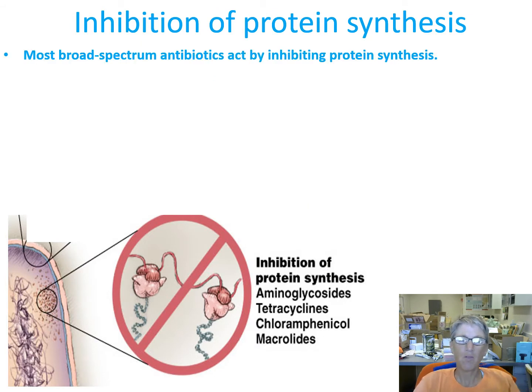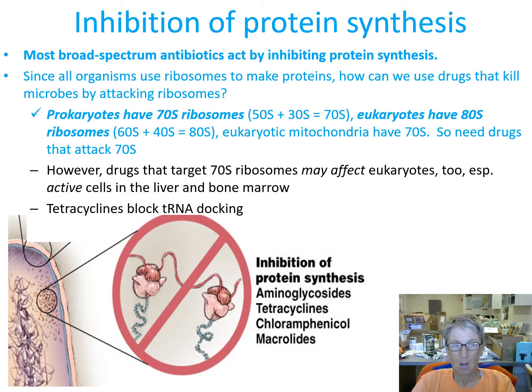Protein synthesis. If you have a broad spectrum antibiotic, and a broad spectrum antibiotic just means it's an antibiotic that can kill many different types of microbes, broad spectrum antibiotics usually act by inhibiting protein synthesis. All organisms that are alive on this planet use ribosomes to make proteins. So if every living thing uses ribosomes, how can we use drugs that kill microbes by attacking ribosomes? Well, look what Mother Nature did for us.